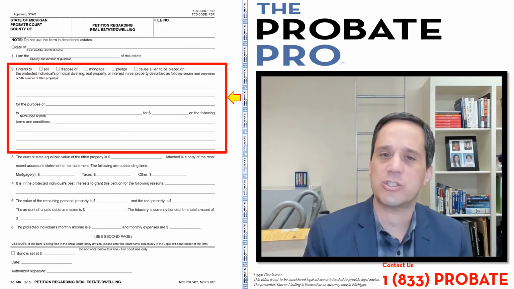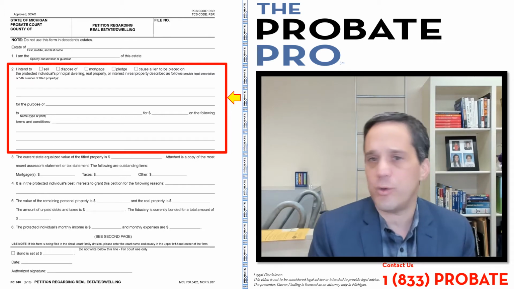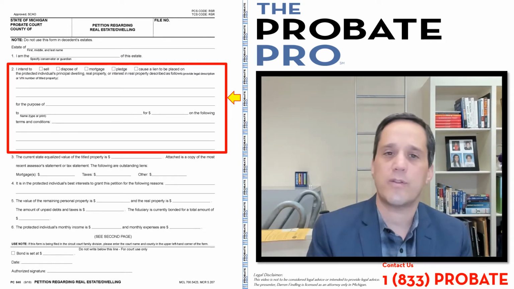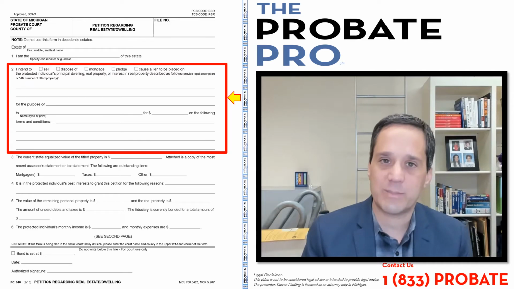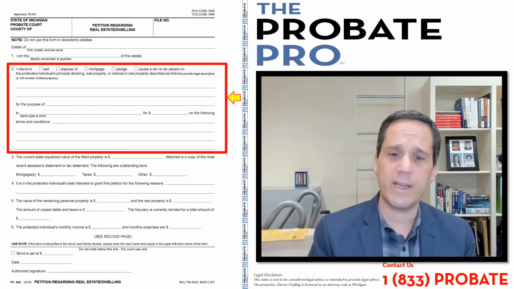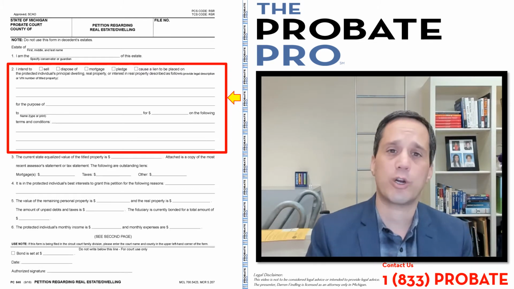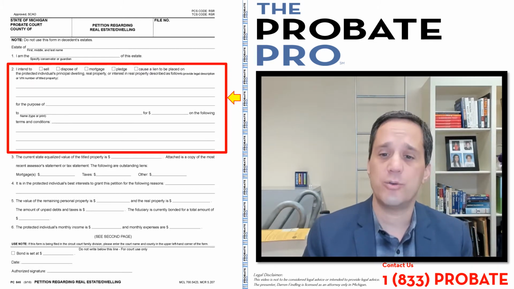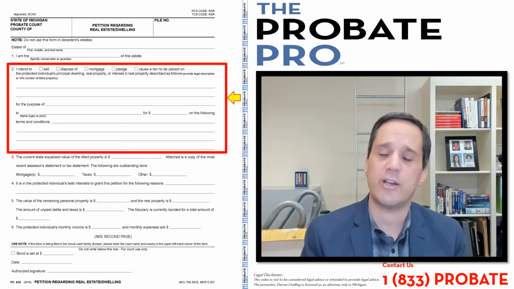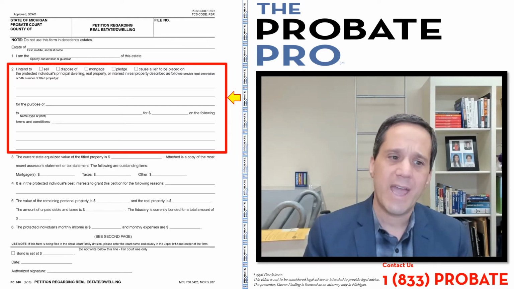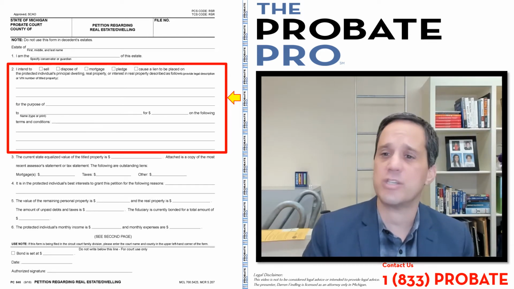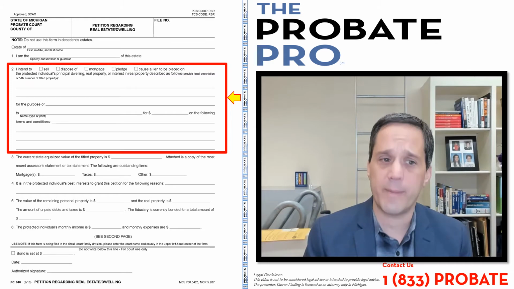Then the next section says for the purpose of. Why are you doing this? Well, maybe it is to liquidate the asset to raise money so that you can take care of the ongoing expenses of the conservatorship. Maybe it's because there is a foreclosure occurring and you need to sell to stop the property from foreclosure. So you have an opportunity here to include a narrative. And within that narrative, you can attach additional information, additional pages, and additional supportive information.